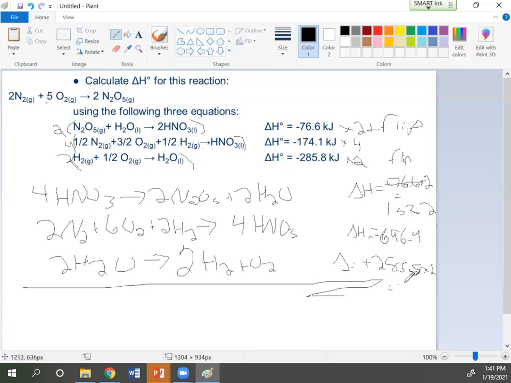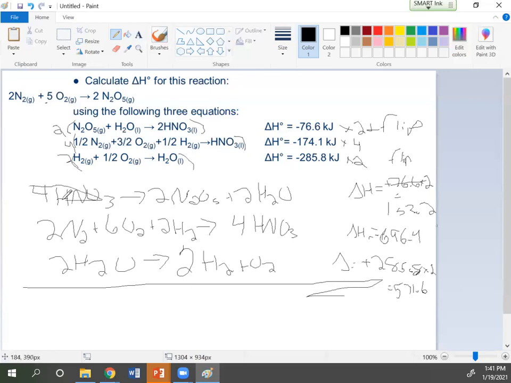Equals 571.6. Now, a double check mechanism, just go through and make sure you did everything correct, okay? 4HNO3, do you see that anywhere else in one of these other steps when you add them together? What was the final answer? 571.6.